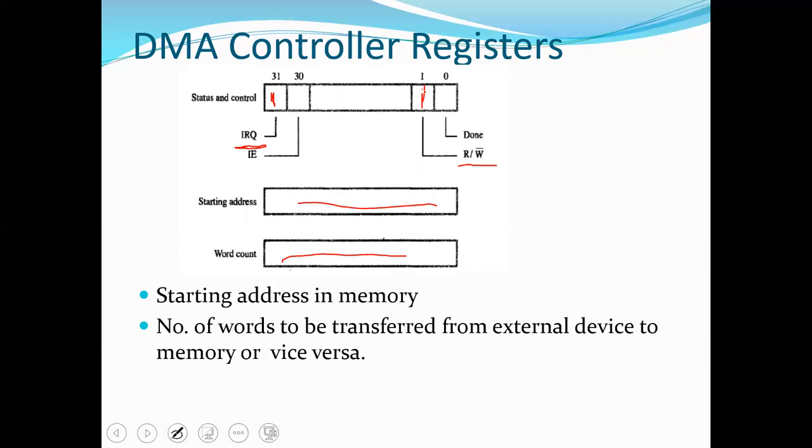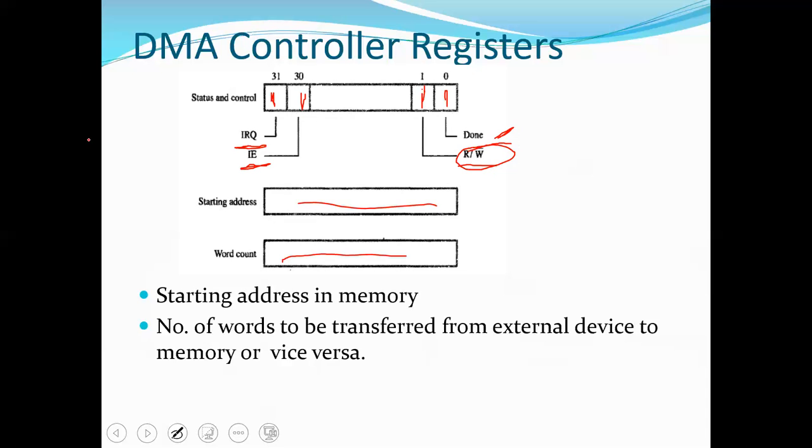Once the task given by the processor, the read or write operation, is done, then the done bit is set to 1. And also the interrupt enable bit is set to 1, meaning any further interrupts from other devices or from the processor are enabled. That is IE, interrupt enable.